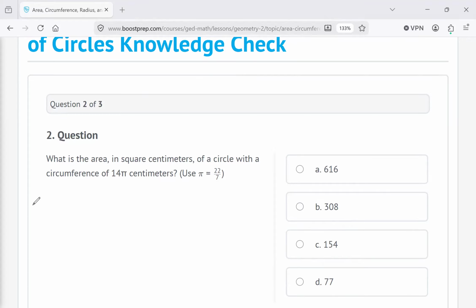Okay, so we need two formulas. They gave us the circumference of a circle. So what is the circumference of a circle? It is 2 times pi times r. And then we have to find the area of a circle. So the area of a circle is pi r squared.